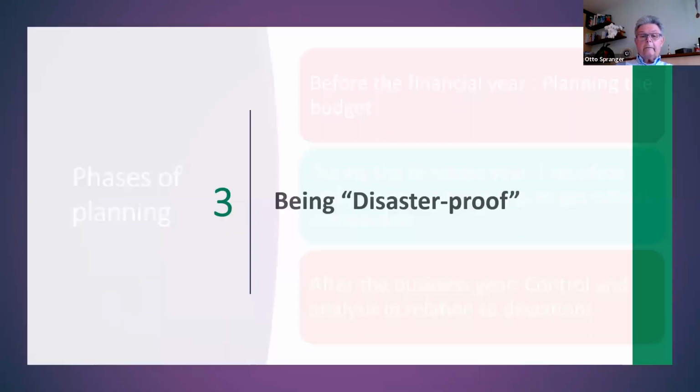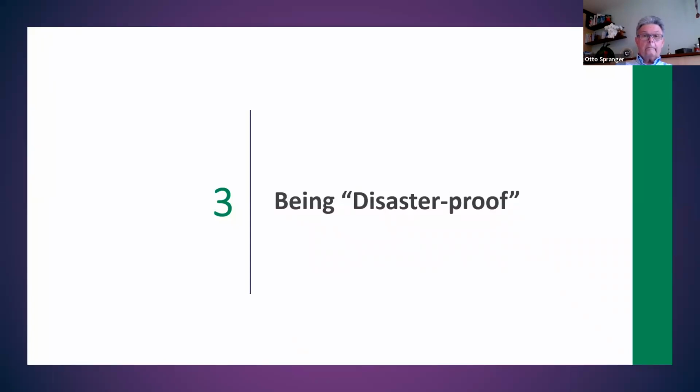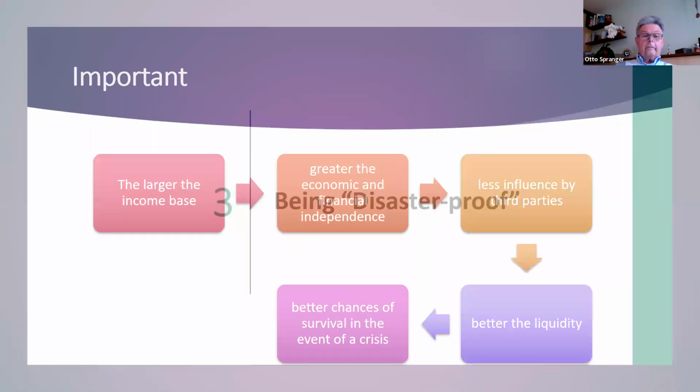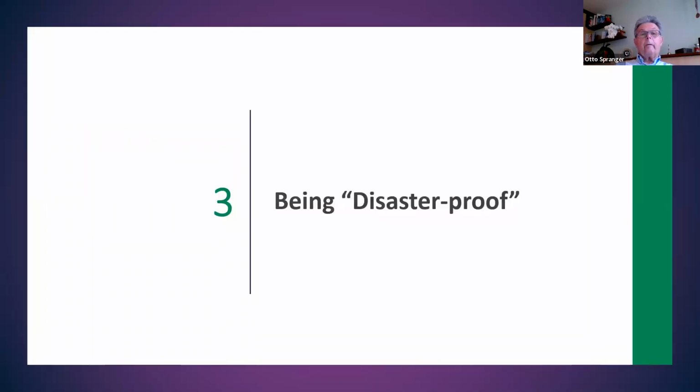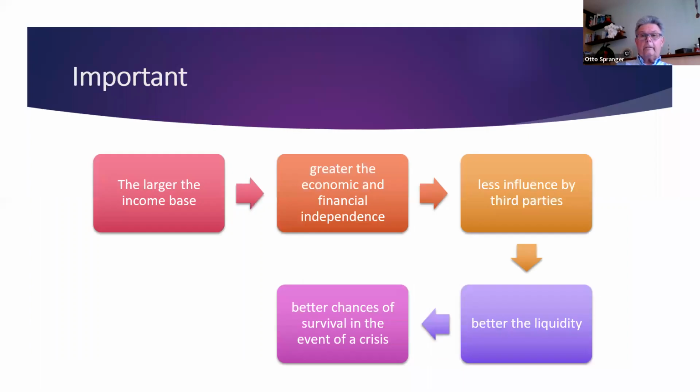The next point is very, very important. Be disaster proof. Be rather cautious. I really say be very cautious and not too optimistic in your expenditure calculations. You don't know what might come. Think of COVID. Nobody expected it. Think about building financial reserves.